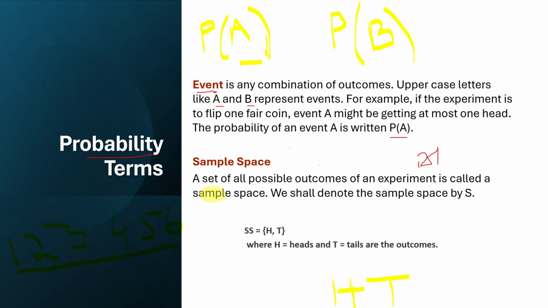The set of all possible outcomes of an experiment is called the sample space. We shall denote sample space by S. Don't worry about this, because different instructors use different terminologies, so they can use it any way. For example, in this one, for sample space they have mentioned S. So sample space equals head and tails, where H equals head, T equals tails.